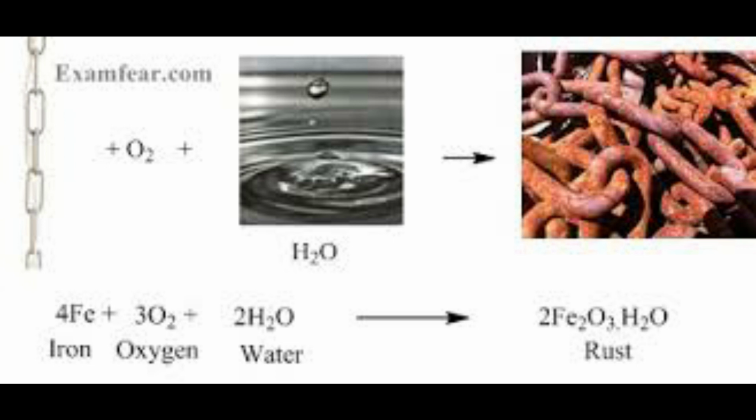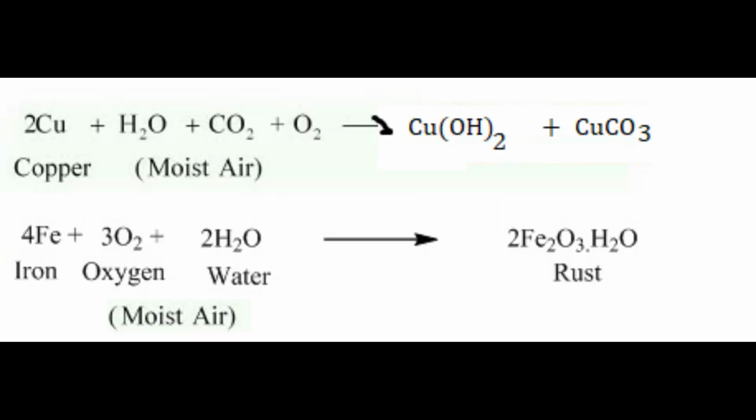During the corrosion of iron or rusting of iron, iron metal is oxidized by oxygen of air in the presence of water to form hydrated iron oxide, that is 4Fe plus 3O2 plus 2xH2O. X means, children, molecules of water, that is 1 molecule of water, 2 molecules of water. 4 moles of iron react with 3 moles of oxygen and 2 moles of water to form iron oxide or hydrated iron oxide. We call it rust.